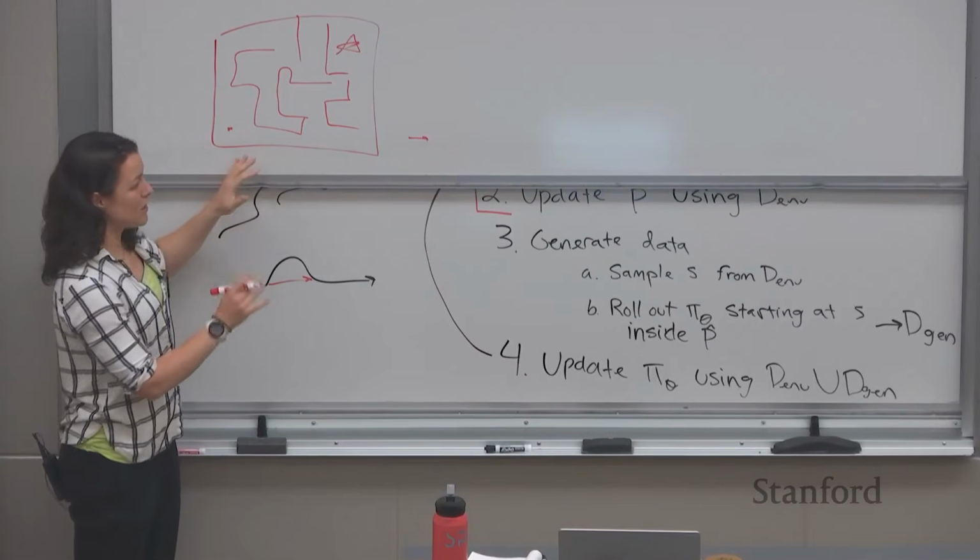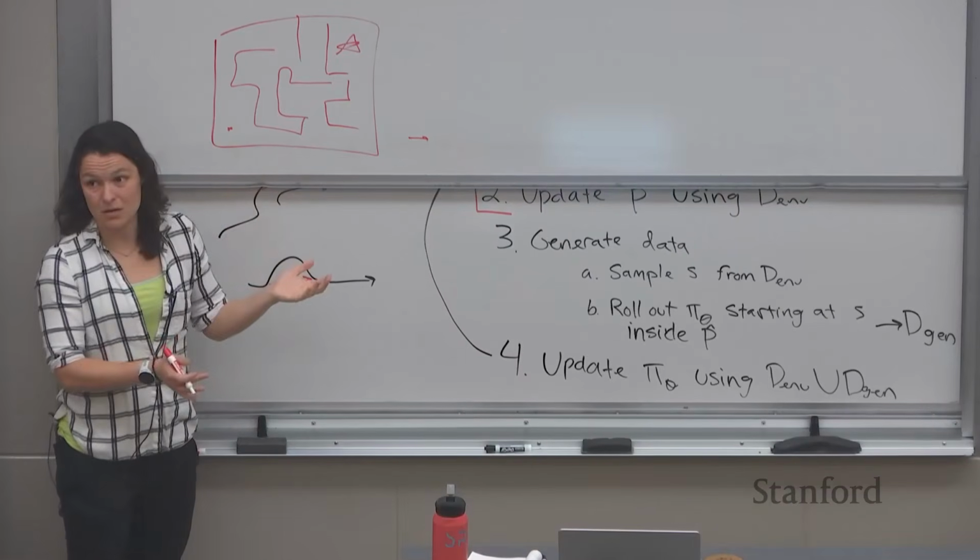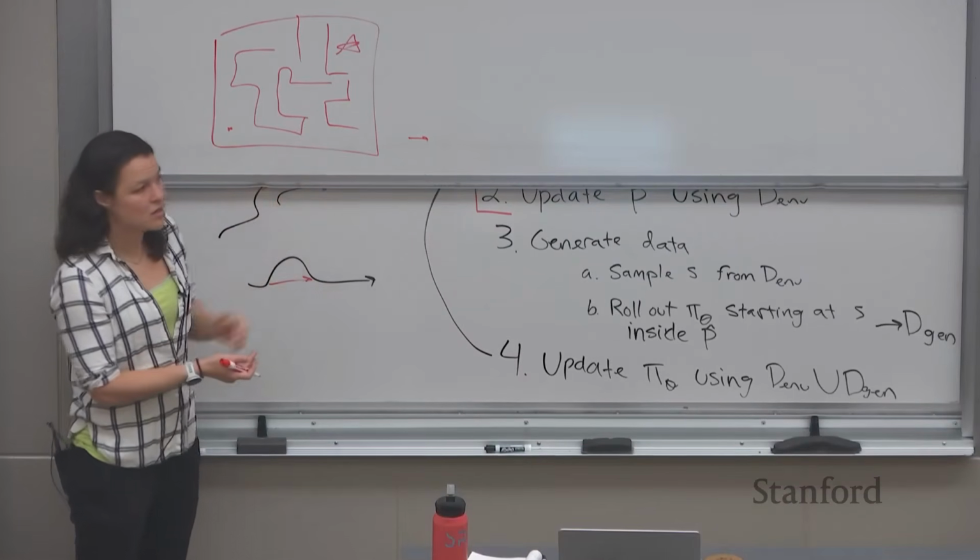And so this is a case where the policy is a lot more complicated than the model, and learning a model could be a good choice.